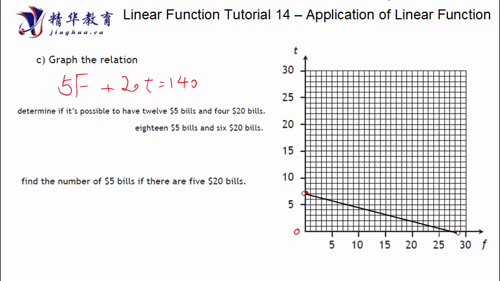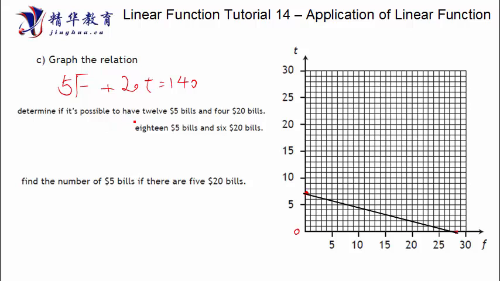So this line is the relationship for what we just built. That means any point on this graph will meet our requirement to fit in this relationship. Any point that is not on this graph does not fit our relationship. What that means, let's see in this question here.